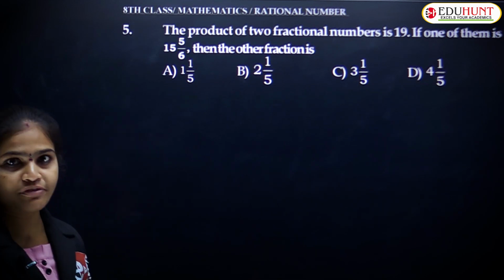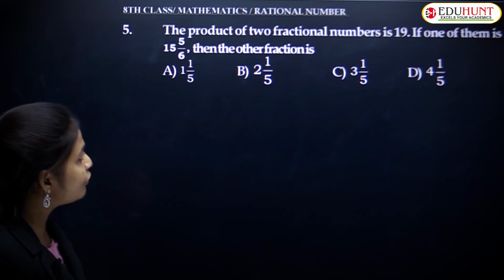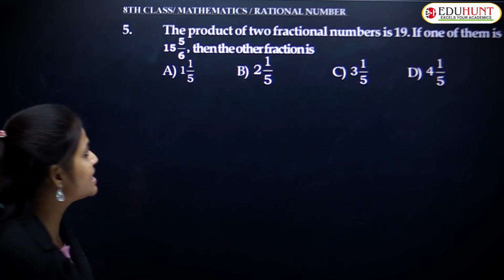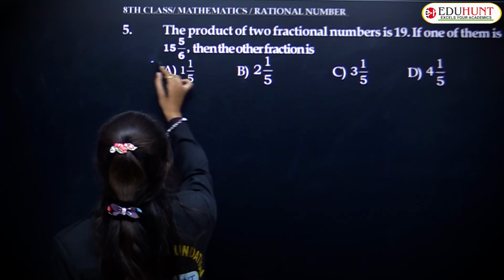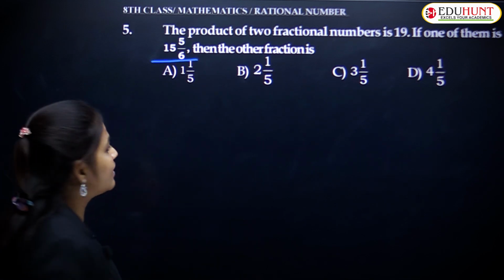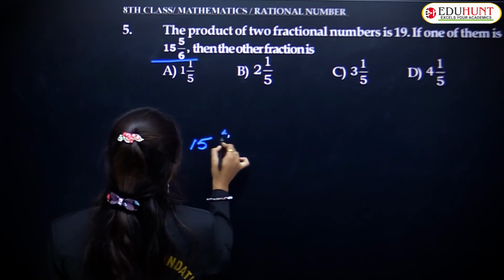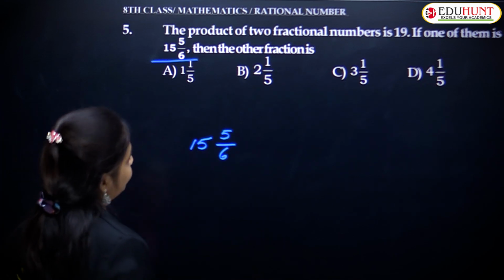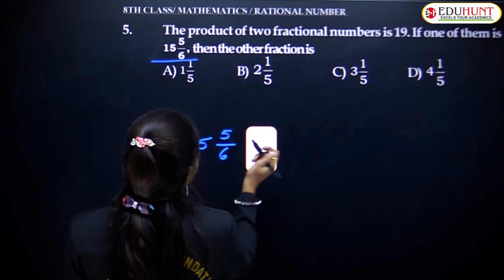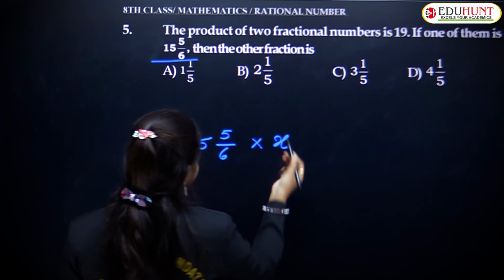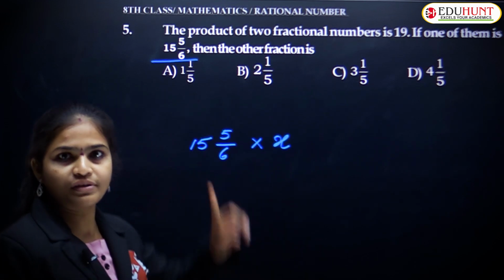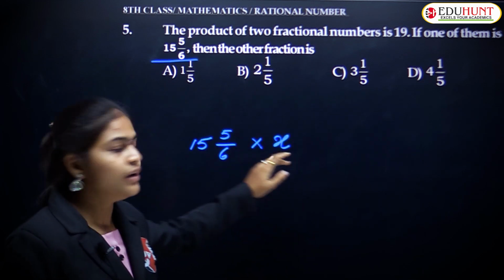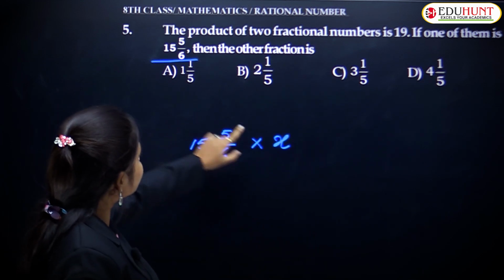And see that question number 5. The product of two fractional numbers is 19. If one of the fractional numbers is 15 and 5 by 6, one of the fractions. So if you multiply two fractions, another fraction we don't know. One of the fractions they given, another fraction we don't know. So another fraction, take it as some x. Okay. So 15 and 5 by 6 into x.